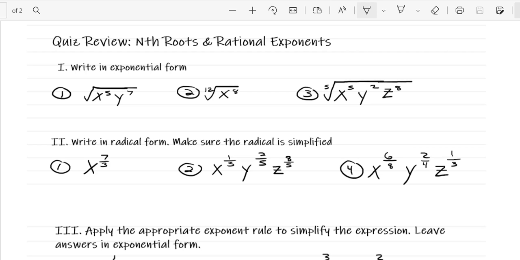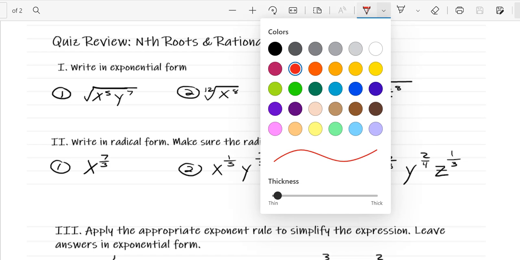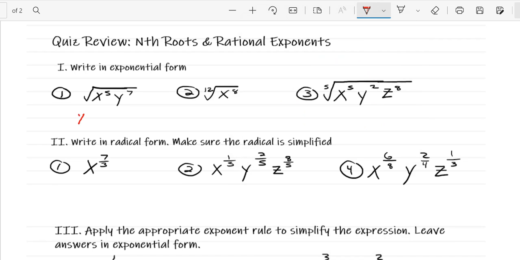For number one, if you're writing in exponential form, remember that it's going to be x to the a over b, where a is the power and b is the root. Again, I think of it as division, so the b goes on the outside. When you're going back and forth, this will be our b outside, this will be x, and the power is underneath. So if I'm writing this in exponential form, the power goes on top, the root goes on the bottom.